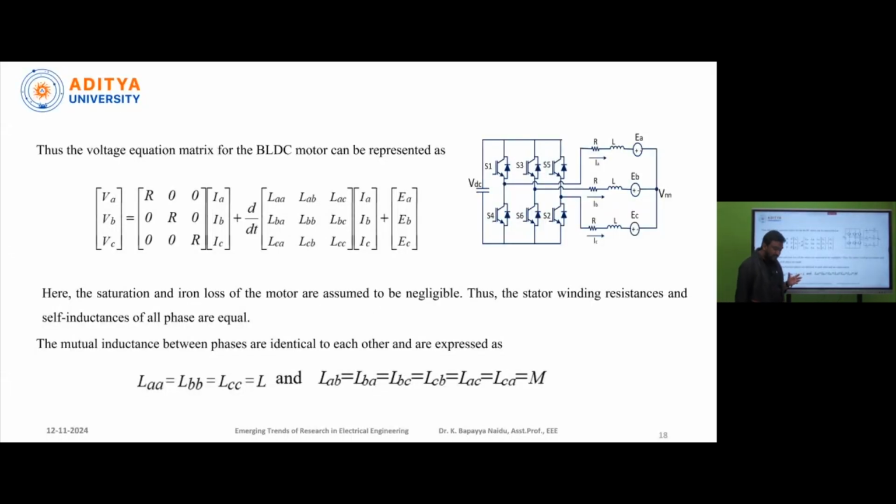And what is the main advantage of this BLDC motor? The main advantage of the BLDC motor is that it is an electronic commutation motor. Due to this electronic commutation, we can eliminate the use of brushes. That means there are no sparking problems like in DC motors.